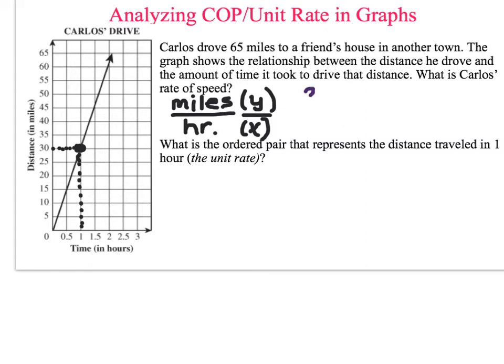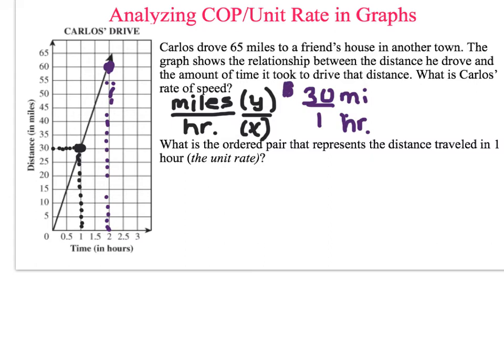So y over x, 30 over 1. Here I see that my time, my x, is already 1, so this is my constant. Every 1 hour, he drives 30 miles. This is his constant rate of speed. So I can check this by, if I go to 2 hours and I go up, it should be 60, and it is.